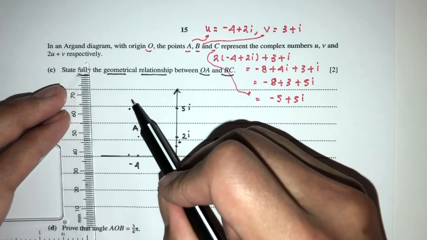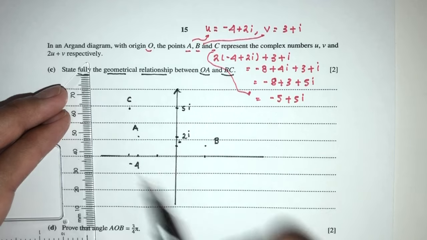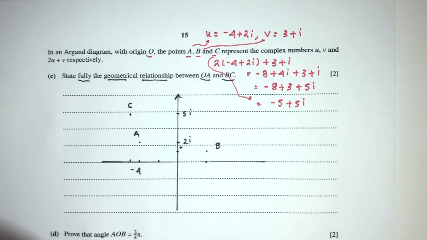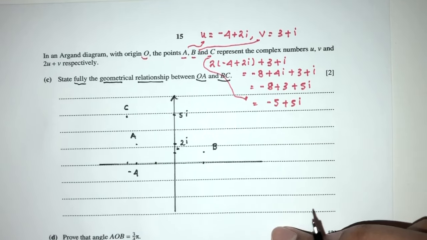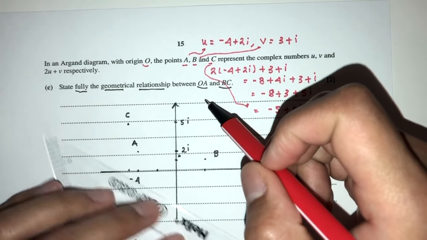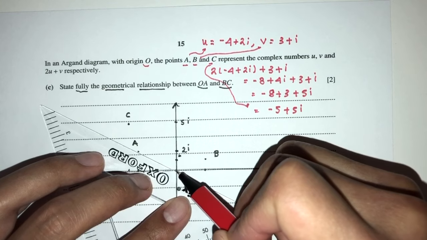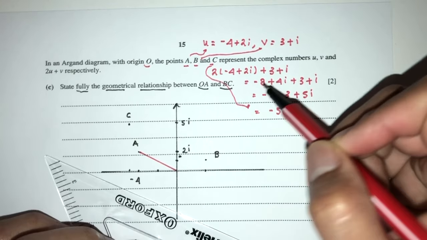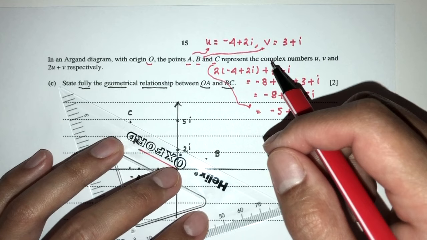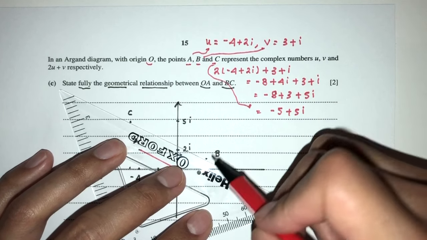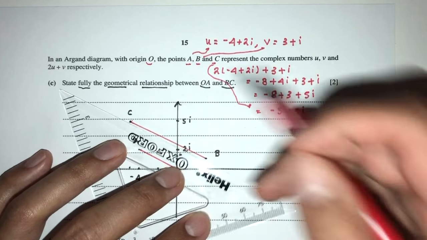So 5, that will be my point C. Now let's see what we can derive from the points. Here we have the first line OA, from the point O going to A, and then we have BC, from the point B going to C. So here we have these two.